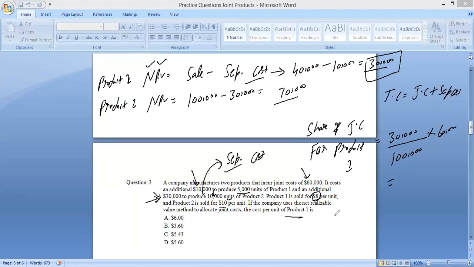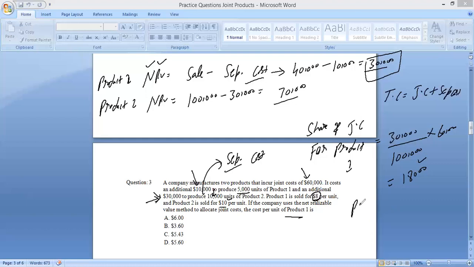So once you do the calculation, 30 divided by 100,000 gives you 30%, multiplied by 60,000, you will get the answer 18,000. All right, students, this is the total joint cost for product 1.